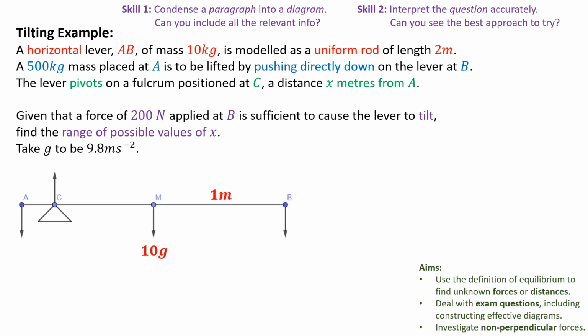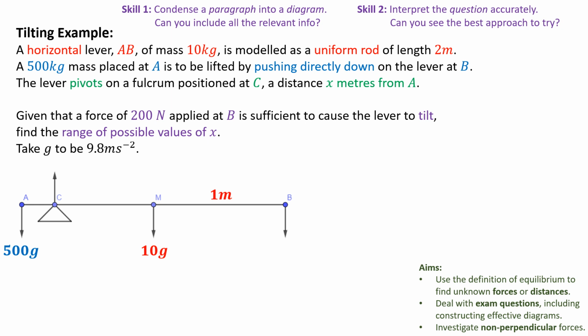And we're also told about the distance, so I'm going to put the distance from M to B, from the middle to one end, as 1 meter. And we are also given this 500 kilogram mass placed at A. So that's obviously going to be a significant weight pulling down, 500g, about 5,000 newtons of force on that end. And in order to make it balance, it says that given that the force of 200 newtons is sufficient to make it tilt, find the range of possible values of x.